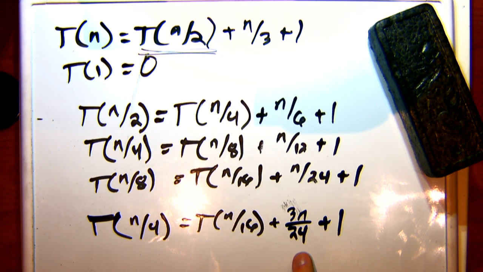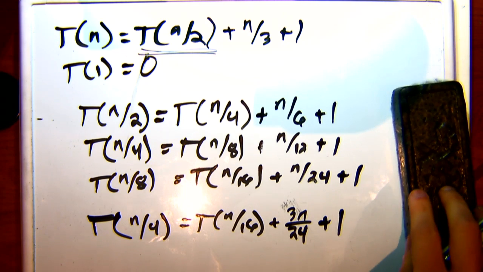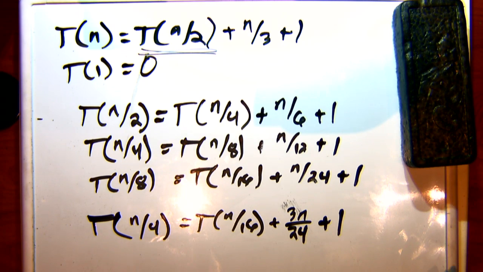And this divides 24, but I'm going to leave it because you should probably leave things when you do iterative substitution. It just makes it a lot easier, because what you're looking for at the end is a pattern. And if you simplify stuff, you're going to lose that pattern. So I would leave things unsimplified, because that pattern's not going to show itself if you try to simplify stuff.